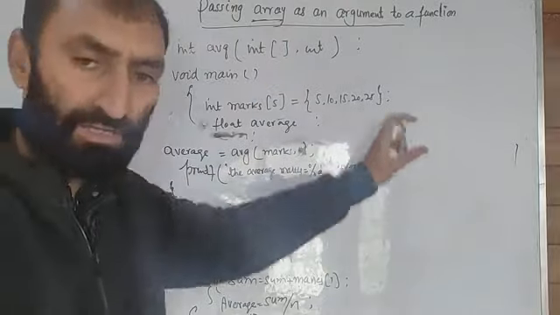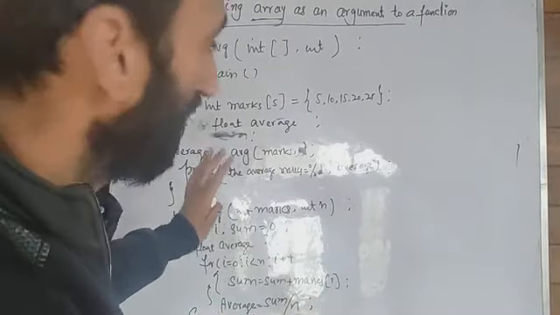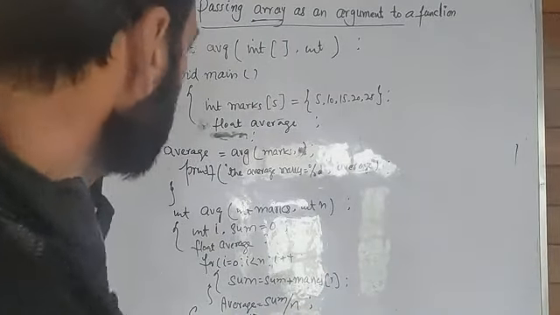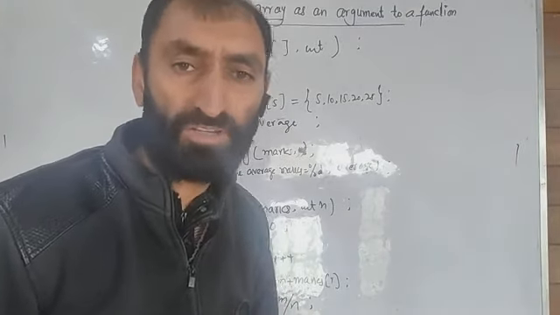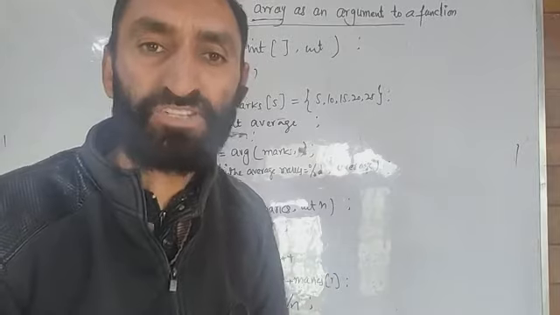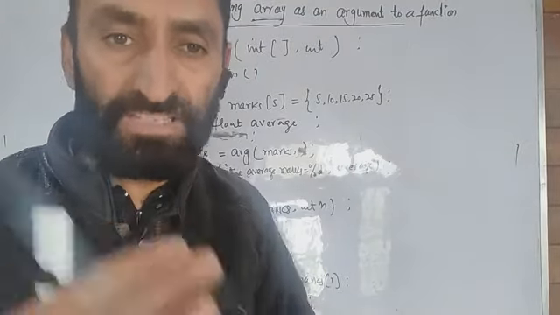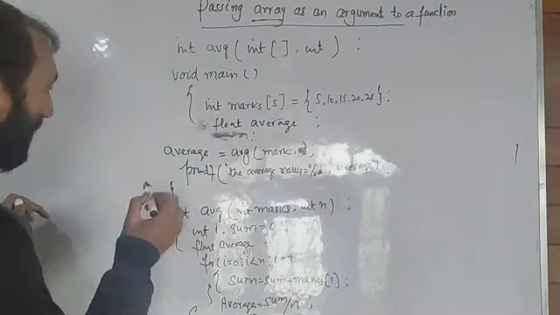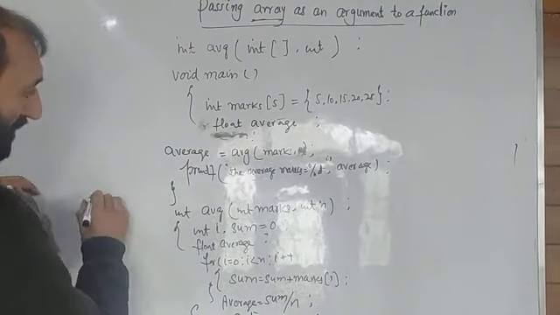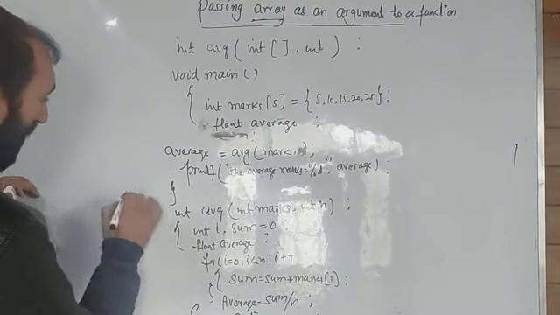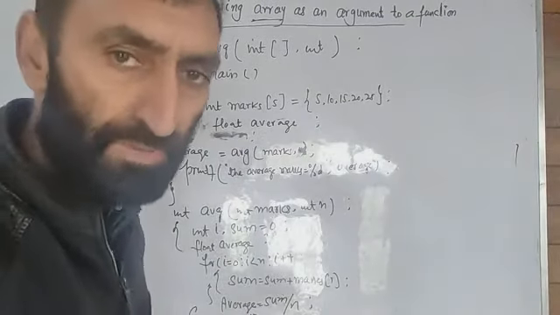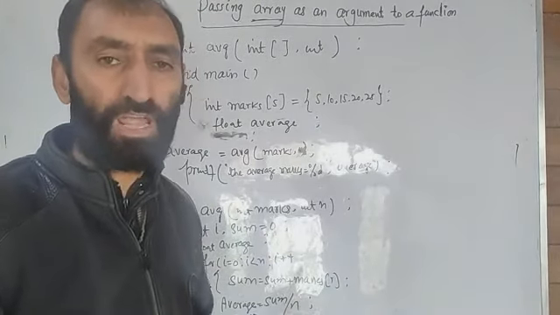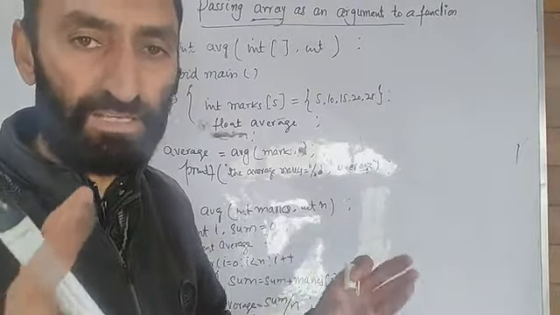Here I have written a program which will print the average of the marks of the 5 students using the function by passing the array as an argument. Obviously, we all know that the execution of the C program starts from the main function.